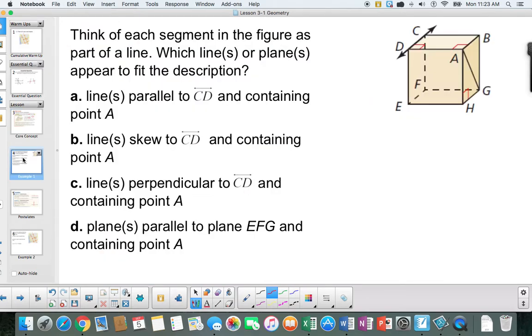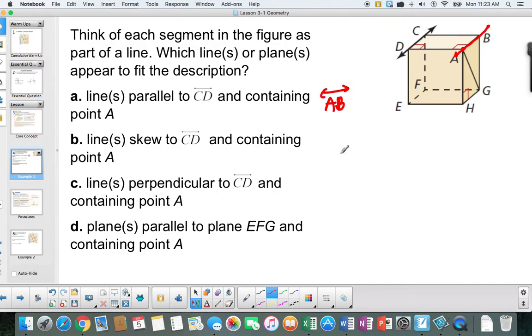Let's take a look at this figure. Lines parallel to CD and containing the point A. So here's CD right here, and we want to have a line that's parallel to CD but contains A. Here's A. Now we have to make sure it's in the same plane, so we're going to want this line. So we're going to write line AB, and you can switch the letters if you wish.